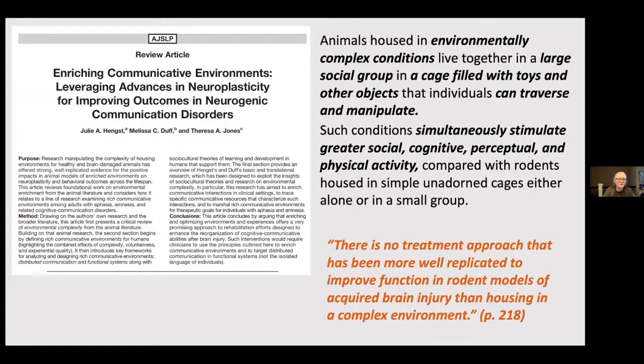Given that much of that work on environmental enrichment and experience-dependent neuroplasticity has focused on animal models, it was critical to review that literature with an eye to translating it for CSD. So a key article in that translation is this review that Melissa Duff, Teresa Jones, who's a neuroscientist working with animal models, and I wrote in 2019.